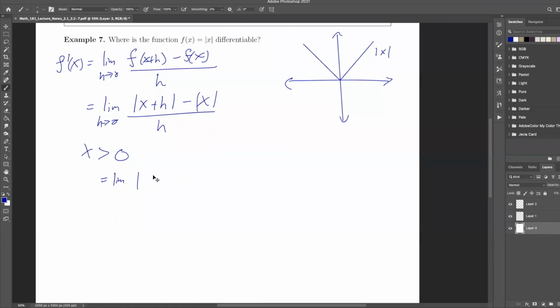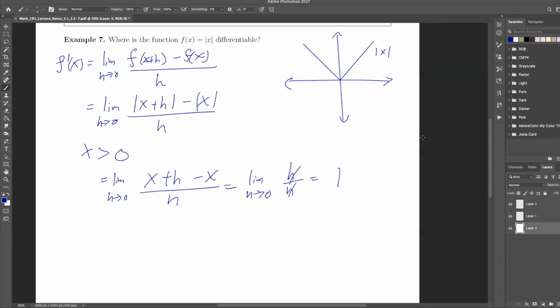Here we're strictly greater, so if x is greater than 0, and h is really close to 0, not exactly equal to 0, then this is positive and this is positive, so we can just get rid of the absolute value signs, given that x is greater than 0. As h approaches 0, and the same thing with the limit as h approaches 0 of h over h, this is equal to 1.